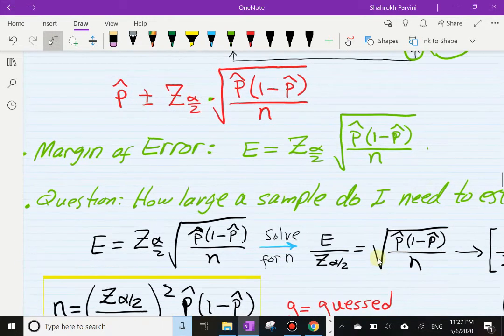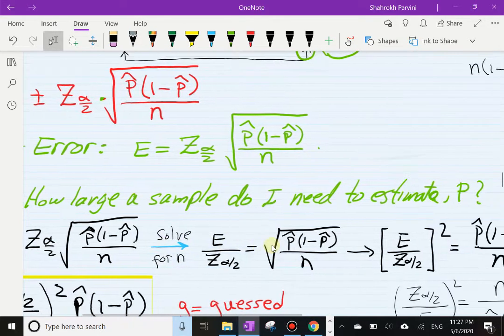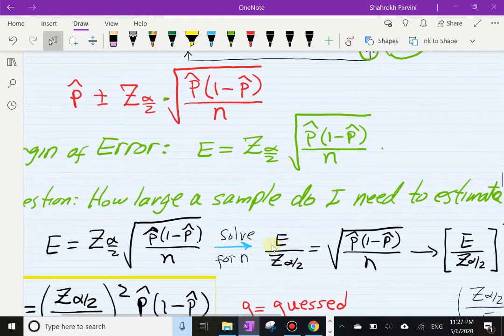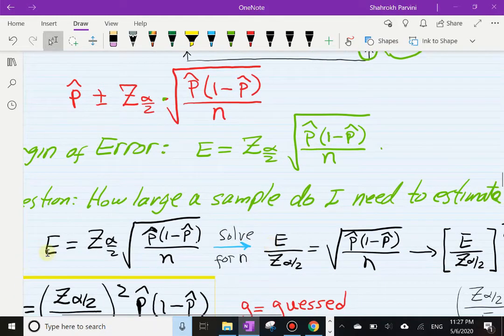So in the formula for margin of error, we want to solve for n. So we're going to do a few algebraic steps. What did I do first? I divided both sides of this equation by z alpha over 2 to isolate the radical, and that's what I have here.